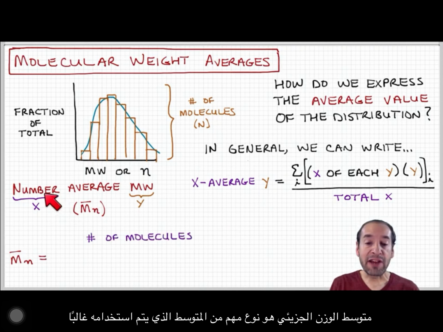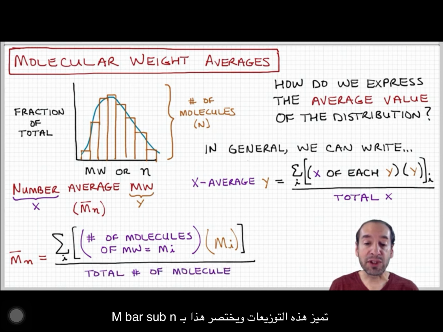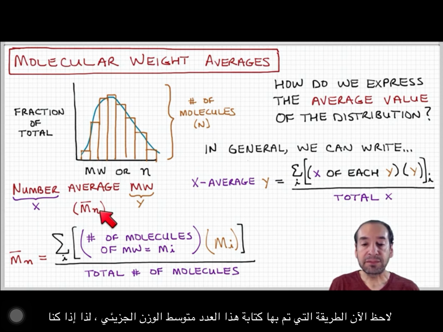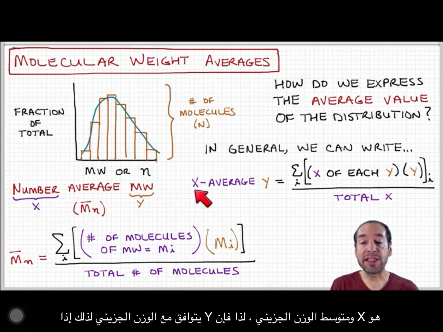So the number average molecular weight is an important kind of average that's often used to characterize these distributions. And this is abbreviated as M bar sub n. Now notice the way this is written, number average molecular weight. So if we compare that to my rule here on the right-hand side, number average, so number is x, and the average molecular weight, so y, corresponds to molecular weight.